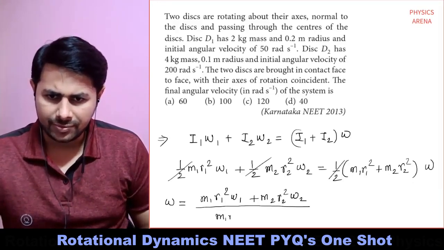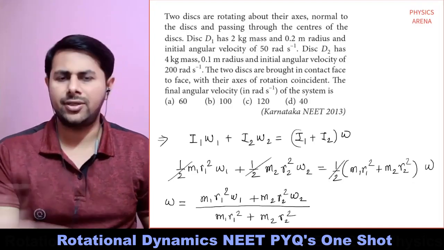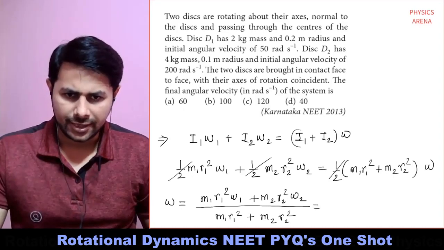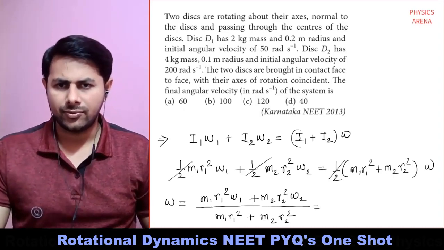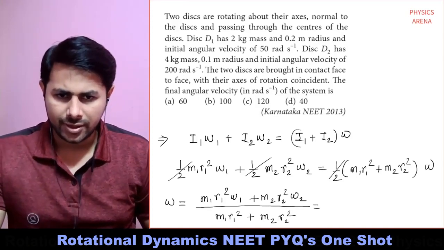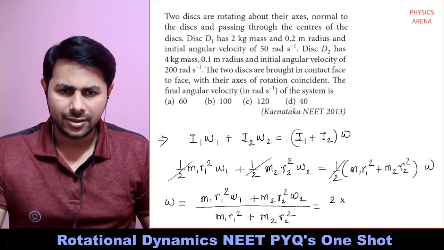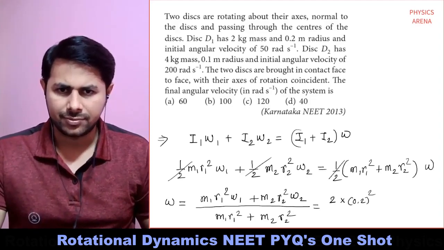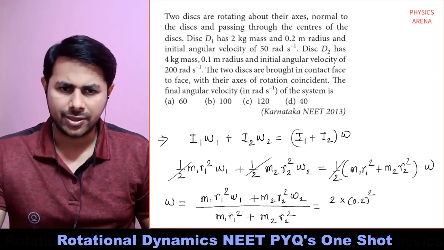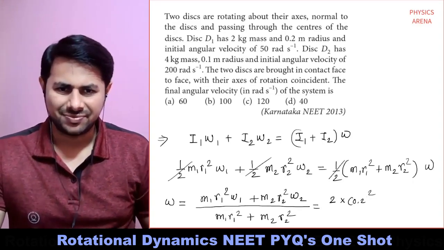M1 R1 square plus M2 R2 square. Okay, if you take this bracket on the other side, then we can substitute for the values. So it is m1. How much is m1? It is 2 multiplied by r1 square, which is 0.2 square. Omega 1 is 50.